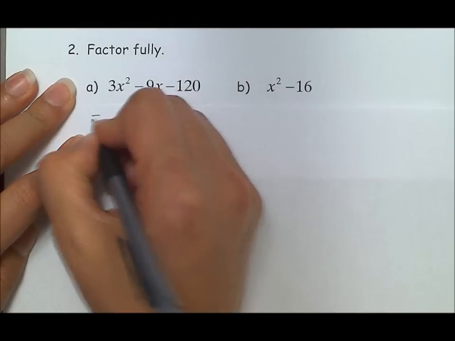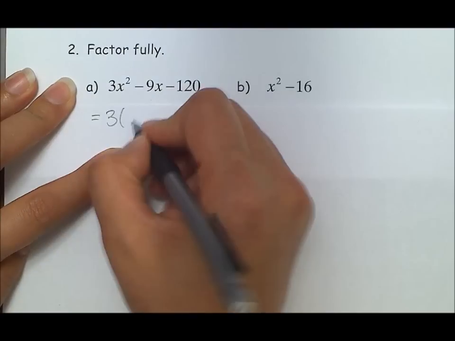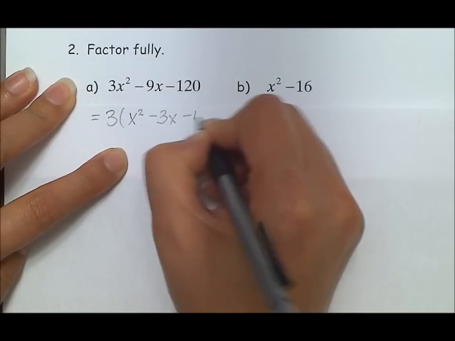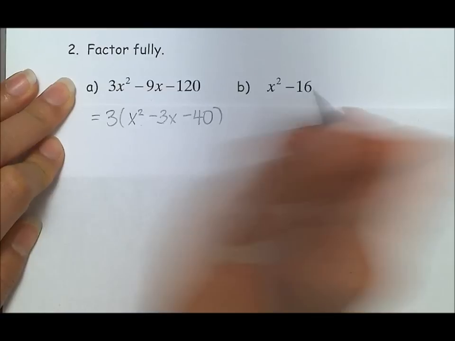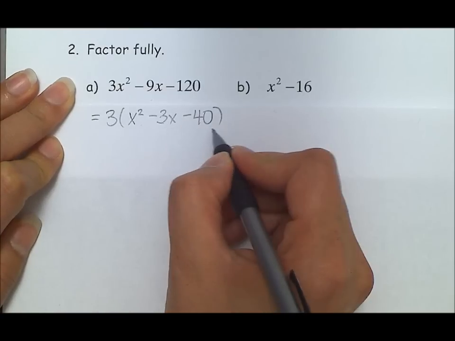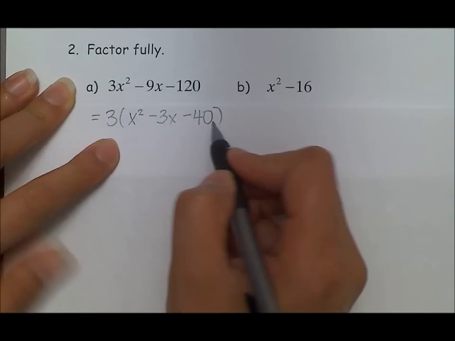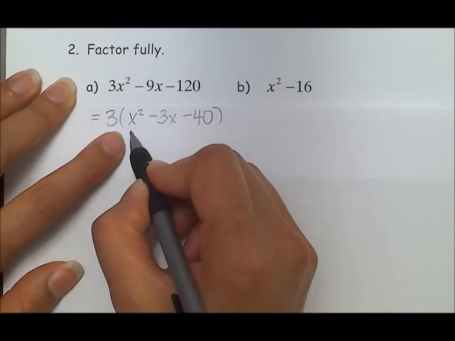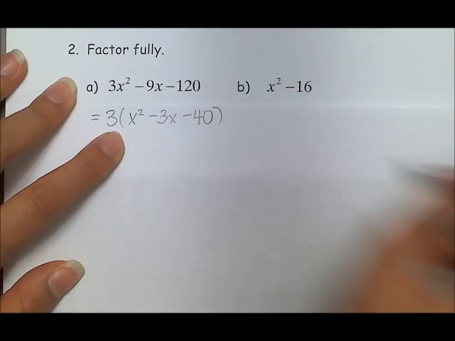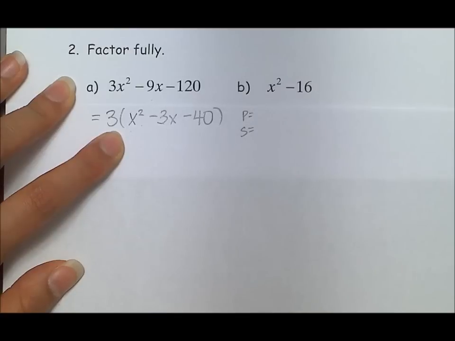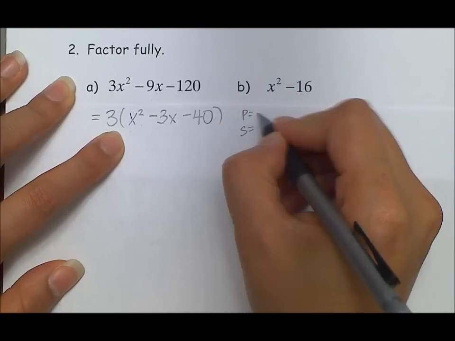And we're left with x squared minus 3x minus 40. And then from here, what we have inside the brackets is a simple trinomial. Trinomial because there's 3 terms. Simple because the coefficient of the x squared term is just 1. And so I'm going to use the product and sum to help me try to factor this. So the product in this case is negative 40, and the sum is negative 3.